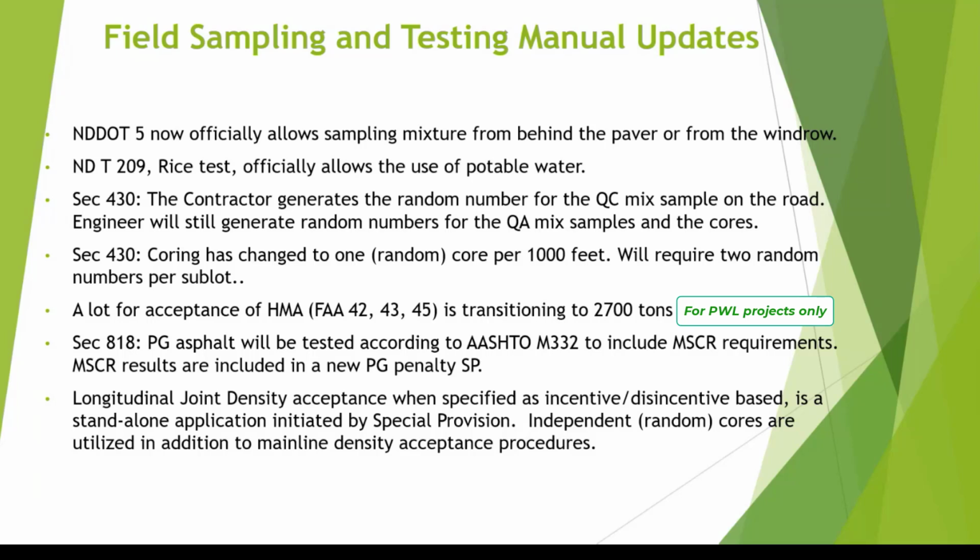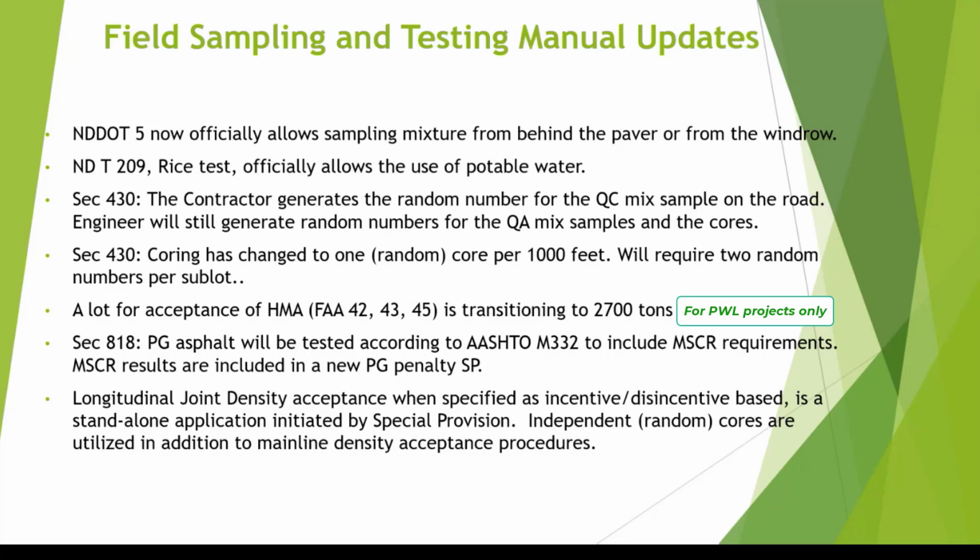Longitudinal joint density acceptance has gone through a couple iterations. I think it's settled in probably where it's going to stay now. It's been very effective, and it's a standalone standard special provision generally when it's on the project, an SSP. And standalone meaning that you don't have to translate it to the tonnage placed that day. It's based on linear feet of longitudinal cold joint in the travelway. And so it's a lot easier to track.